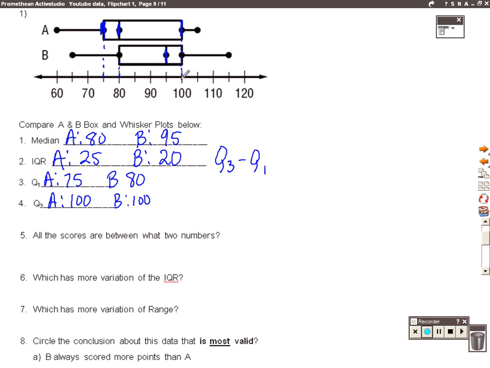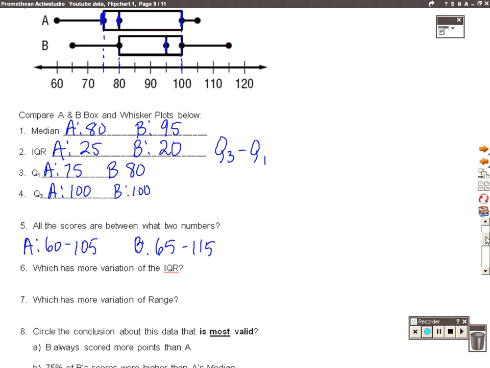Okay, number 5 says all of the scores are between what two numbers? Well, for A, the lowest number is 60, and the highest number is 105, so all of the scores are between 60 and 105. For B, the lowest number on the graph is 65, and the highest number is 115, and I'm getting those from the graph.